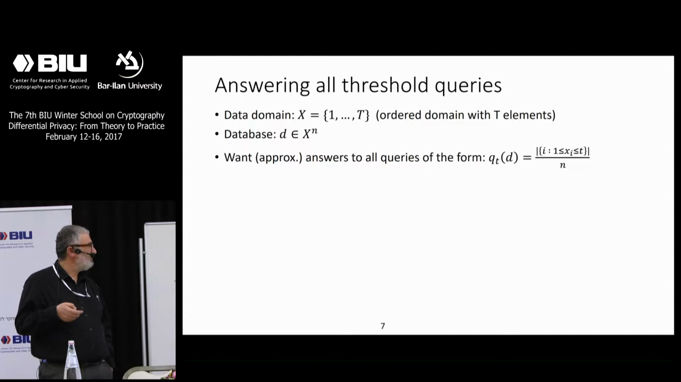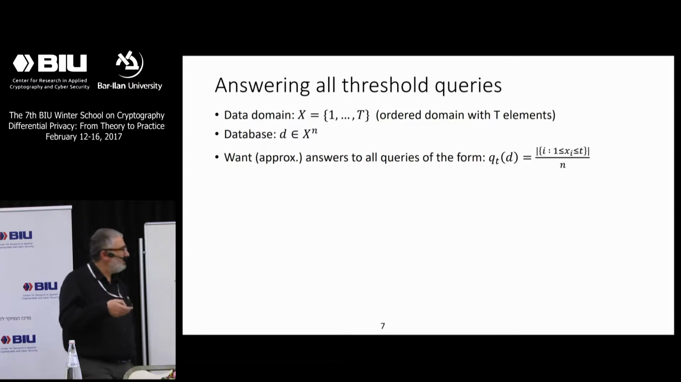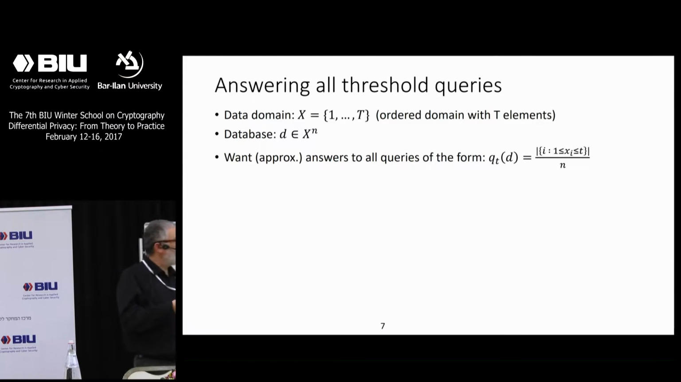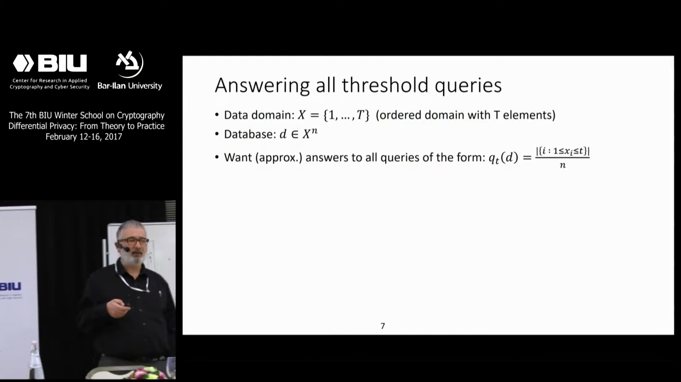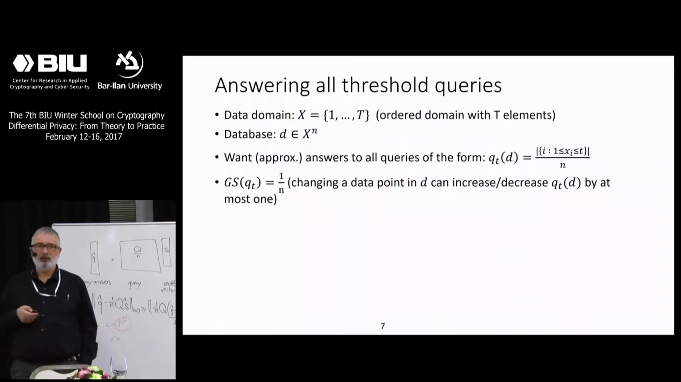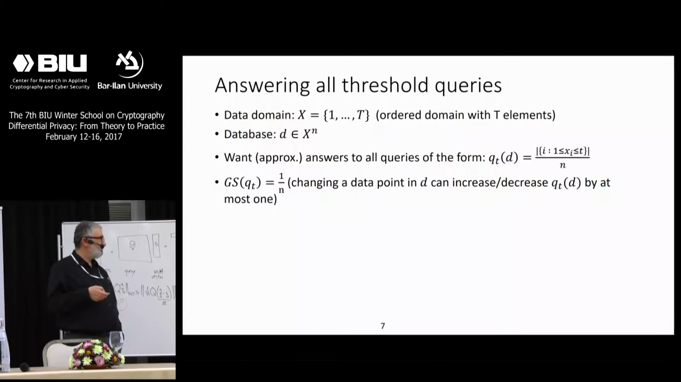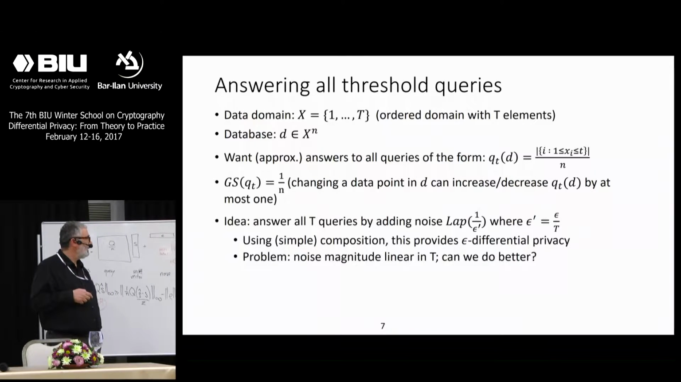We want to approximately answer all the queries of the form: how many points have value between 1 and small t, or the fraction of points that have this value? We already have some tools. We could compute the global sensitivity of such a query. It's 1 over n, an easy calculation.